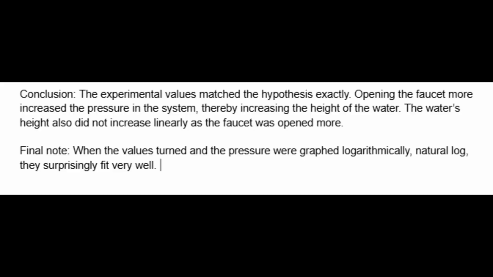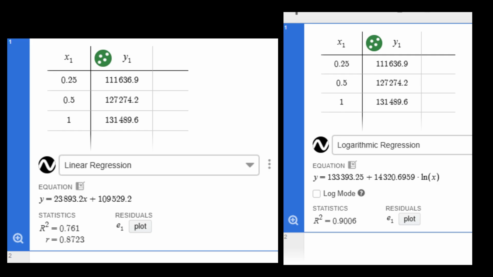As for our conclusion, the experimental values match the hypothesis exactly. Opening the faucet more increased the pressure in the system, thereby increasing the velocity, and thereby increasing the height that the water shot. The water's height also did not increase linearly as the faucet opened more. On another note, when the values were plugged in as a regression, the values had a larger r-squared value as a natural logarithmic regression than as a linear regression.